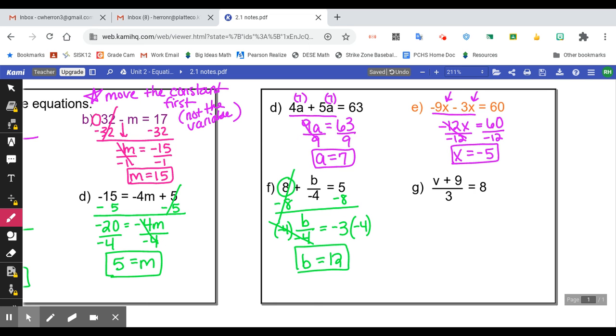Okay. Last one like this. In this case, still have to get rid of the number that's not with the variable. So that means this guy down here has to go first. So we're going to multiply because it's being divided. These cancel. I've got v plus 9 equals 24. And then I just have to subtract 9. So these are gone, and v equals 15.